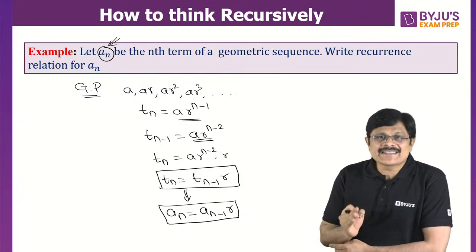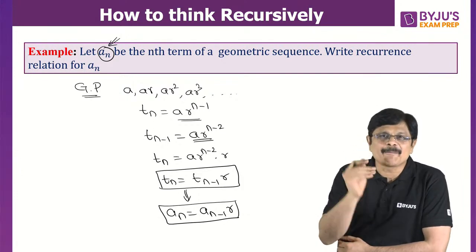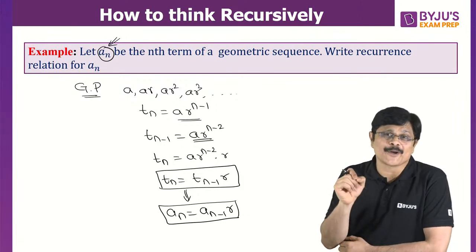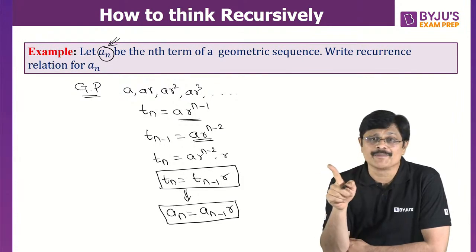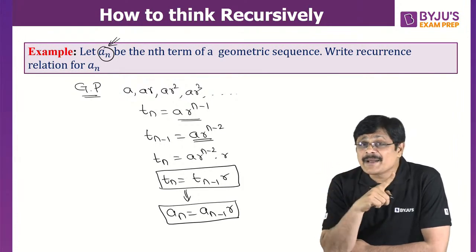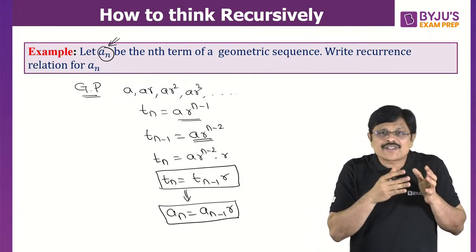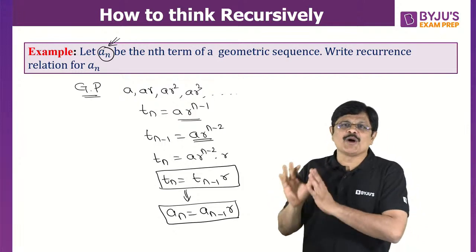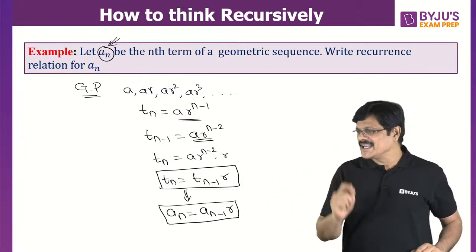Recurrence relation means expressing a problem in terms of subproblems that you remember. You are not solving the problem. Recurrence does not mean solving a problem. We are just expressing the problem in terms of smaller versions of the same problem. That is the idea, my dear friends.